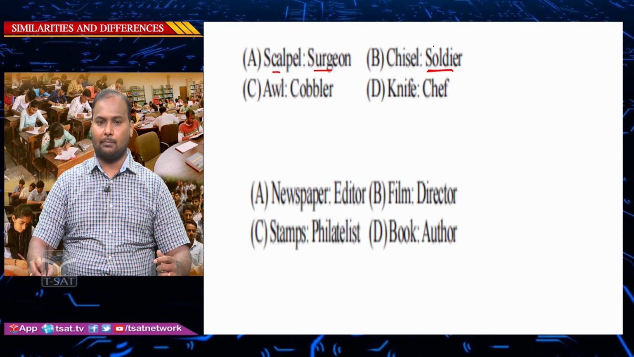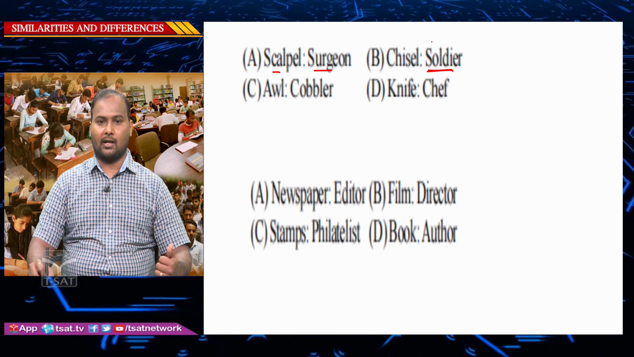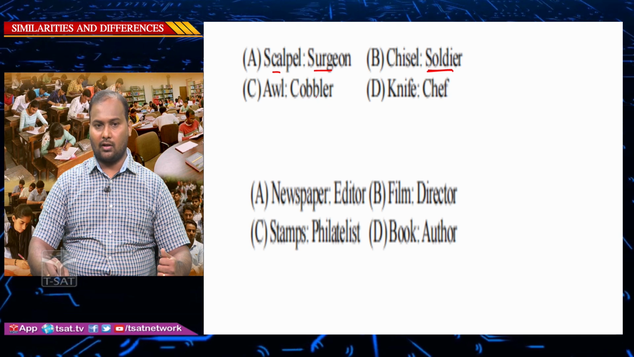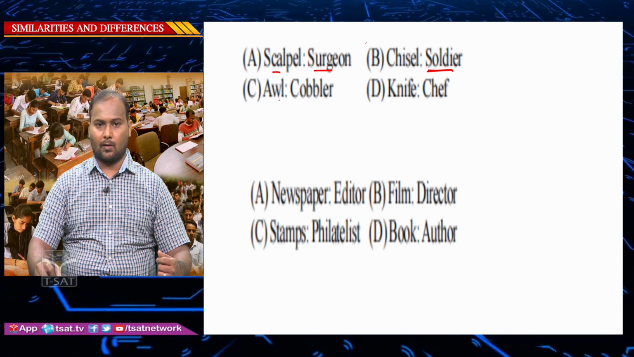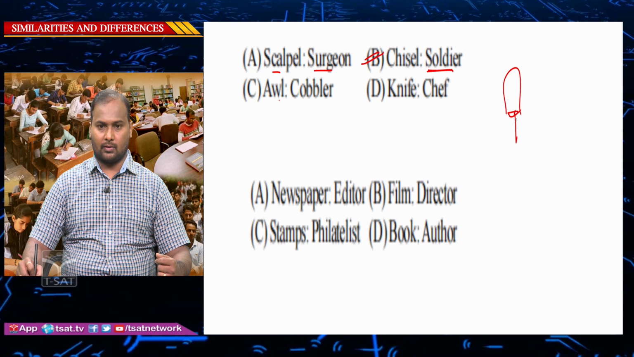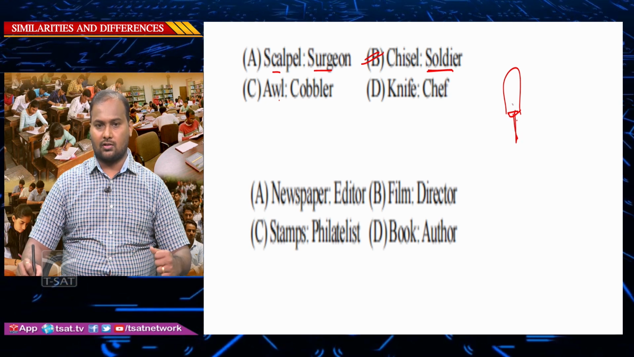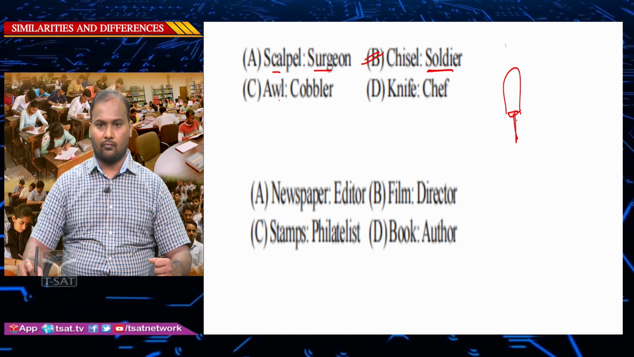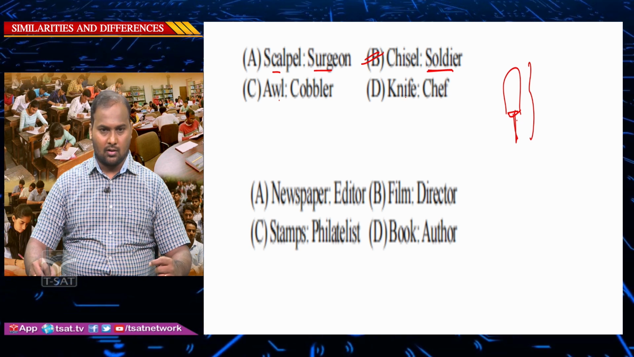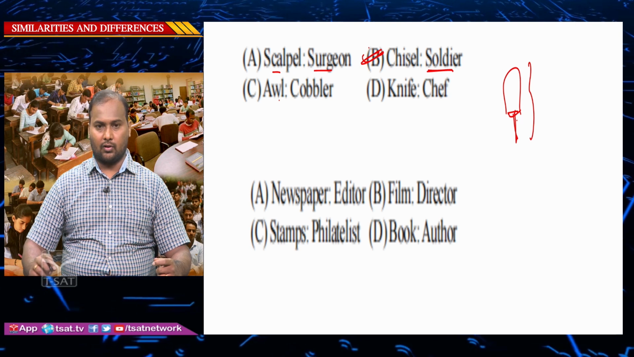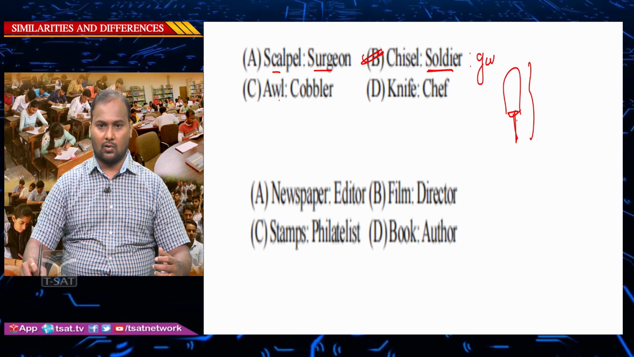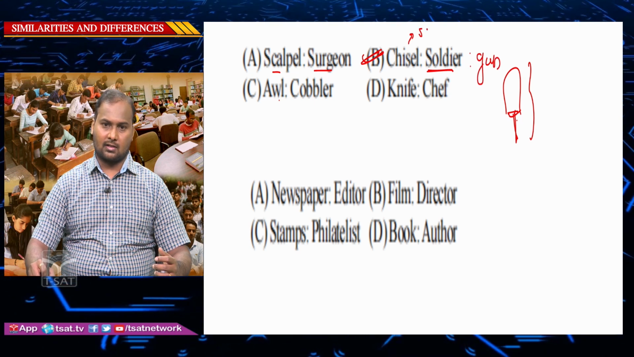This chisel is used by a sculptor. So your answer should be either gun or sculptor. Then it becomes correct. Now come to awl and cobbler. See, a cobbler uses an awl to stitch shoes. What is this cobbler? The person who stitches shoes has this kind of instrument, very sharp. It is used to stitch the shoe or a chappal, right? That is called an awl. Next one is knife and chef. You know that a chef uses a knife to cut fruits and vegetables, right? So the answer is option B, because this is not matching for the soldier. For a soldier you should have the answer as gun. Or if it is chisel, then you should answer sculptor.